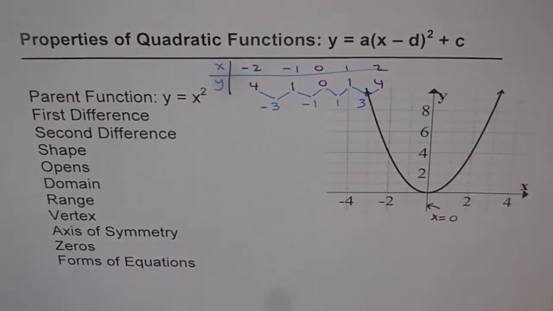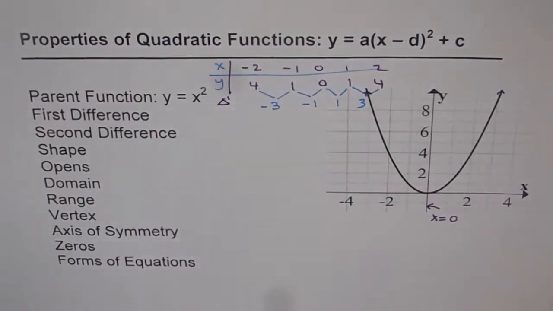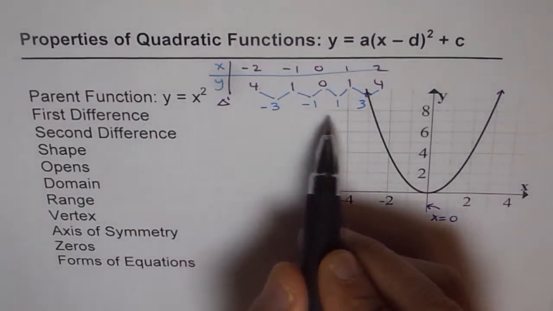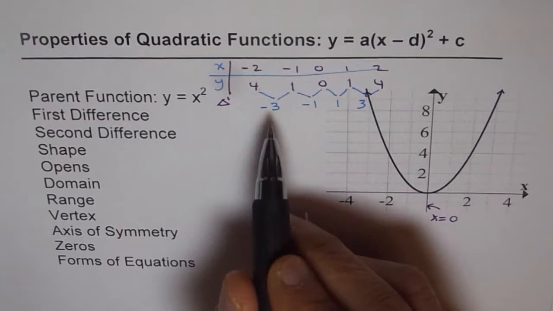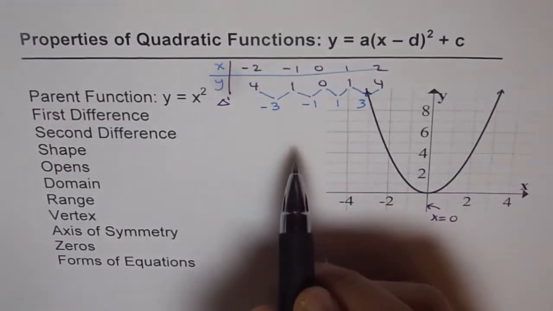At times, we may write this first difference as delta 1. As you note here, the first difference is not constant. That means the function is not linear. It could be something, but not linear.